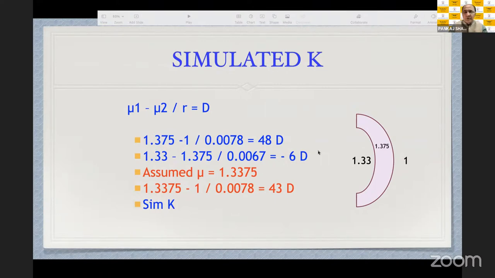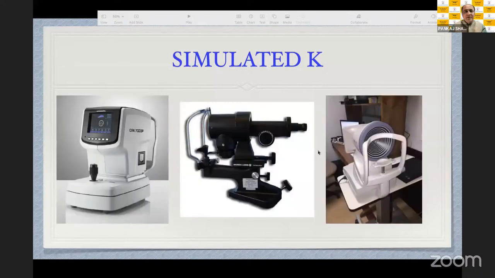A topograph you can get for 3 to 4 lakhs, but a Scheimpflug camera with the dedicated software you will get from anywhere beyond 35 lakhs. That is why, because it is proprietary and it has got a very highly sensitive camera, and I'll just tell you what it has.